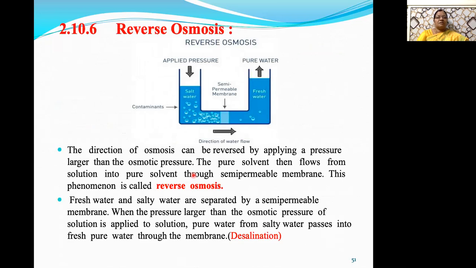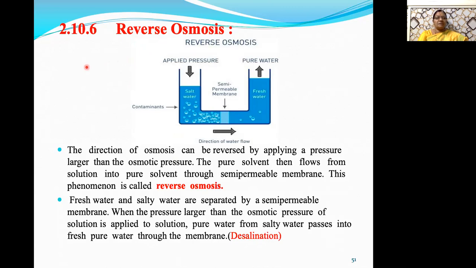Now see reverse osmosis. Next point, reverse osmosis. You know the word osmosis. Now what is osmosis? The flow of solvent molecules from the solvent to solution through the semi-permeable membrane, that is osmosis. Or if two different solutions with different concentrations are there, the flow of solvent molecules occurs from the less concentrated to the more concentrated solution through the semi-permeable membrane.